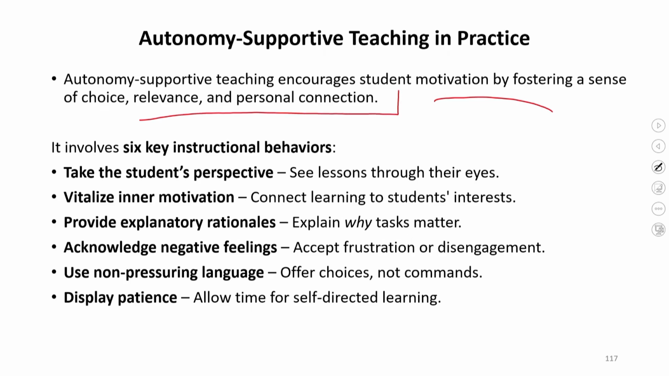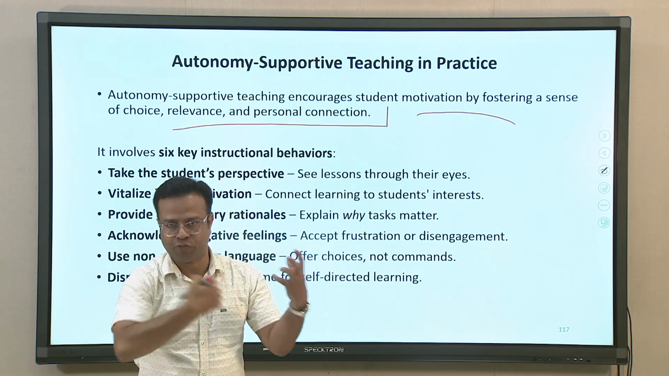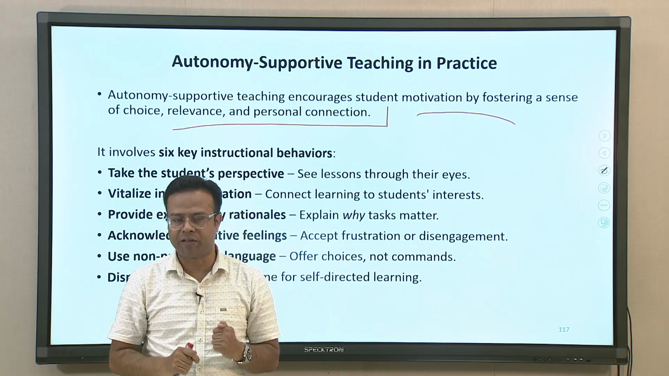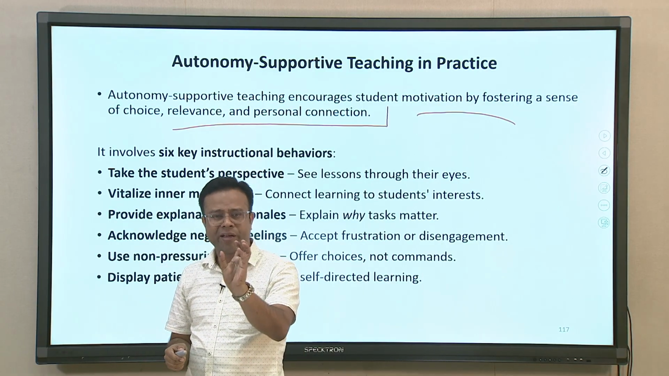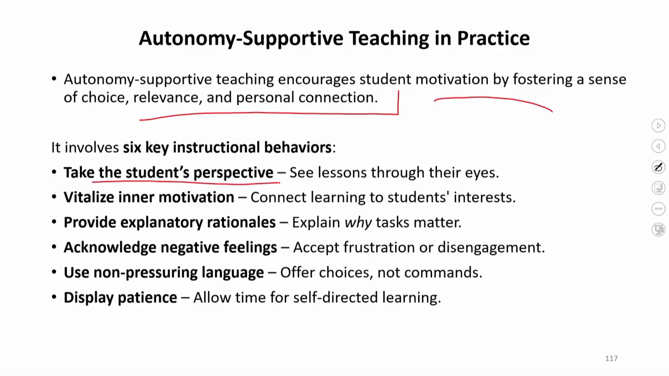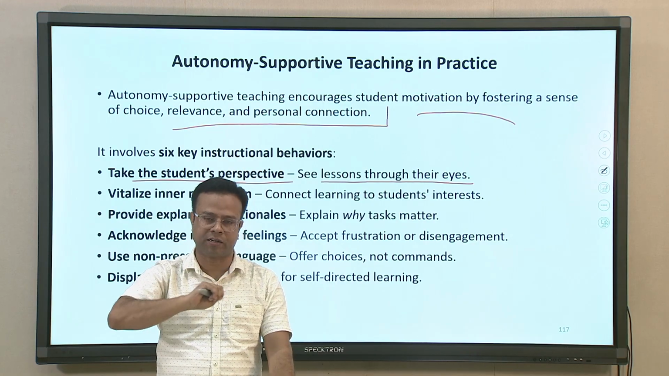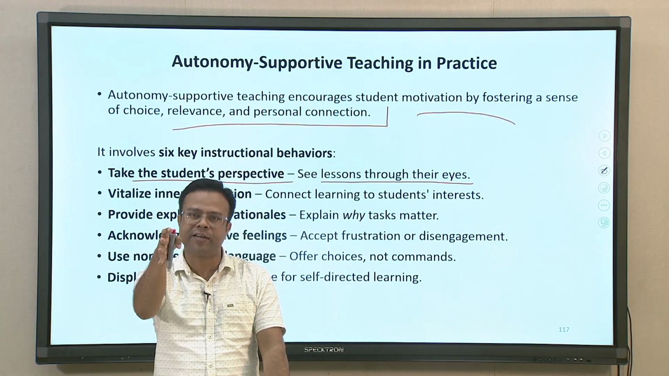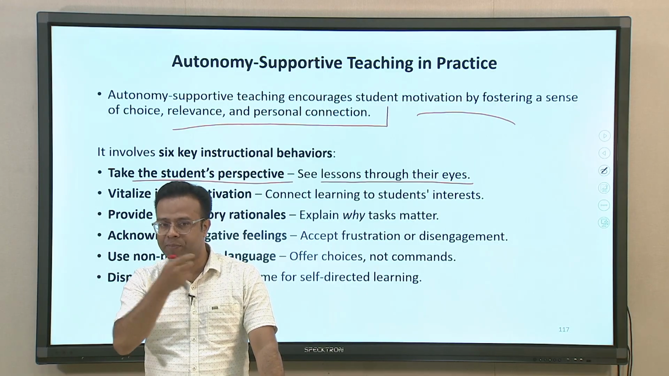So, basically, autonomy supportive is more of a teaching practice where all these needs are fulfilled. More specifically autonomy, because it plays a very important role. The key instructional behaviors required for autonomy supportive teaching: one is take students' perspective. See lessons through their eyes. Do not just teach something because you understand it in a certain way. Try to understand how students are looking at it. What is their perspective? Are they understanding it, or do you need to change it according to their perspective? So, that is very important.